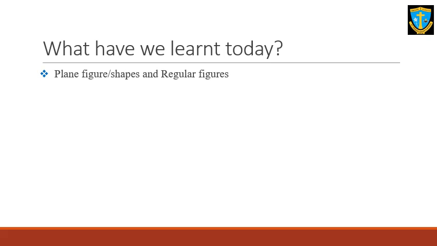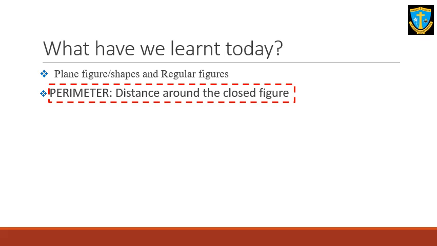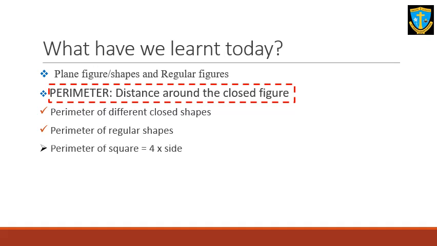What have we learned today? Plane figure shapes and regular figures. You know the difference now. Perimeter means the distance around the closed figure. Yes, perimeter of different closed shapes we have learned, and perimeter of regular shapes.